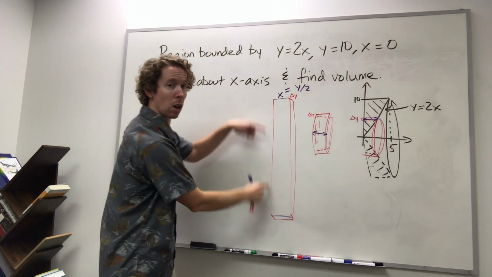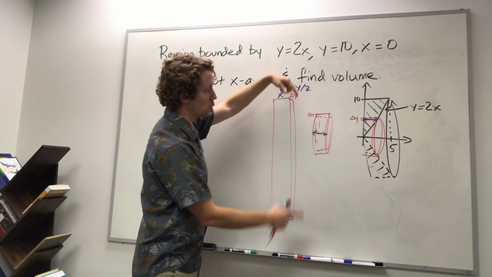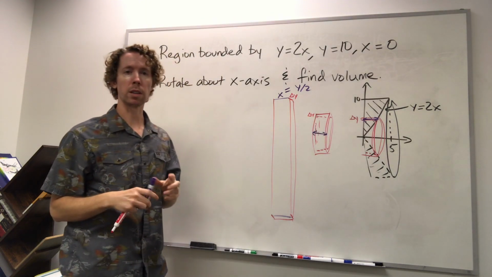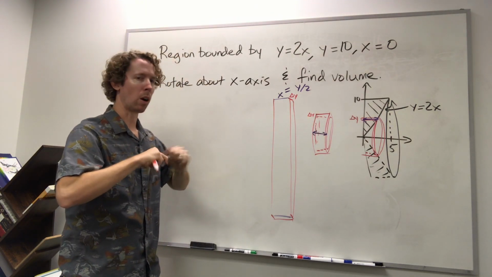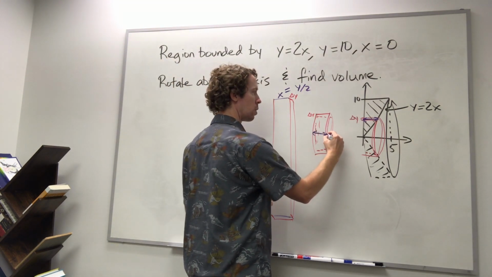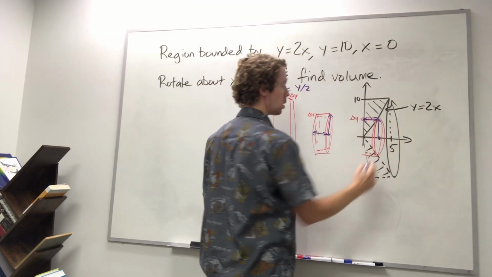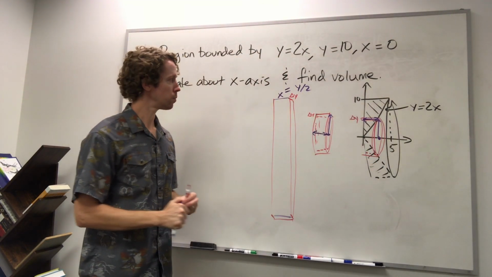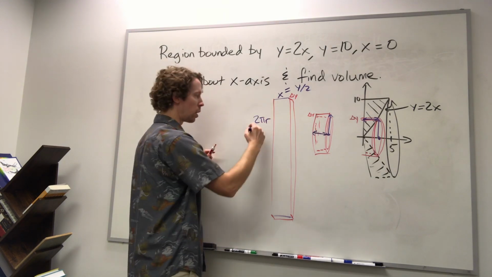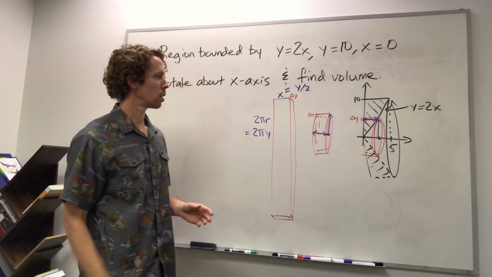And then this long length is the length that I get after I've unfolded this. So it's the circumference of this circle, which is pi times the diameter, or 2 pi r. R is going from the center of the circle up to the top. So that's just the y value. So 2 pi r, this long length, I could also think of as 2 pi y.